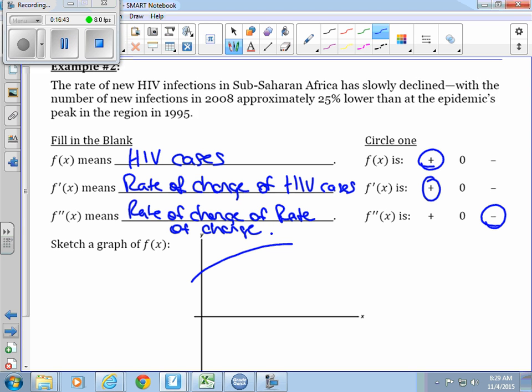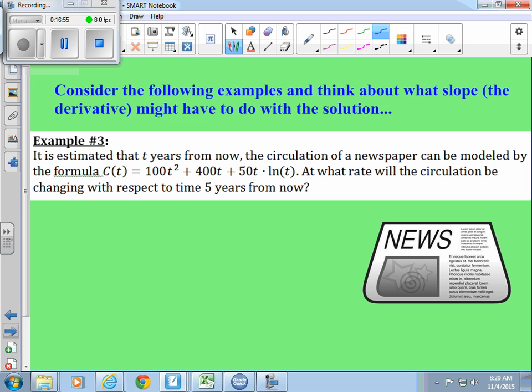John, you would have been completely correct if you had labeled this new HIV cases and then you had positive, negative, negative. Part of it depends on your definition of f of x. Wouldn't it have been easier like that since it says declining in the first place? Probably. In the third hour, I may do it that way. Listen to what y'all tell me to do. But both are correct options.